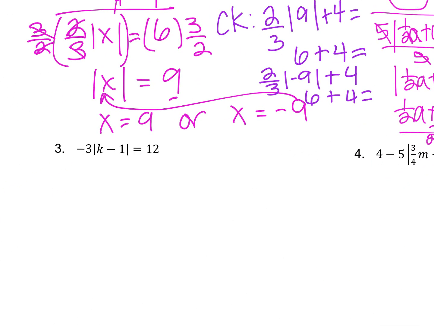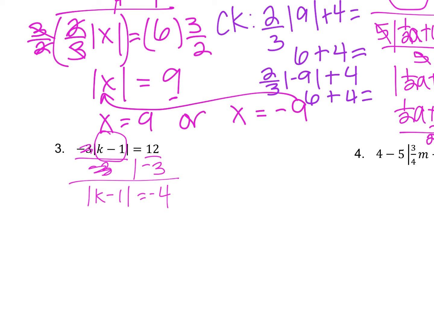All right, next one. So circle your absolute value, so you know you want to isolate that. Whatever is not circled, you need to get rid of. So I need to get rid of the -3 by dividing it, because we're multiplying it right now. So those cancel out. We have absolute value of k minus 1 equals -4, because we're dividing that.